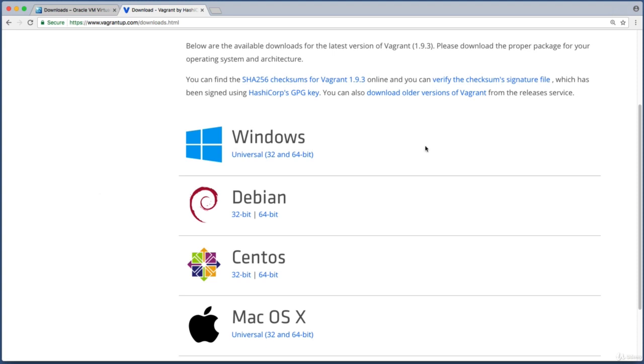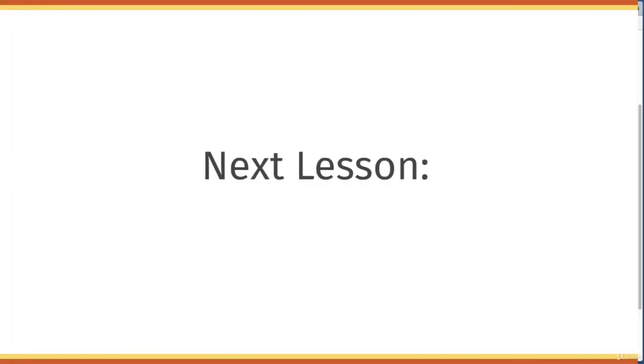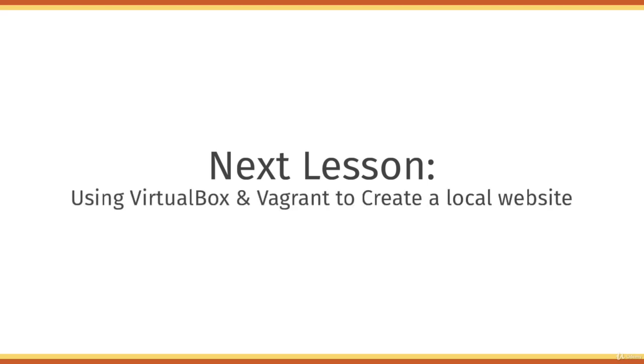Okay, and at this point, we still don't have a local website, but now we are very close. We've got VirtualBox, we've got Vagrant, we've got all the ingredients we need. And in our very next lesson, I'll show you how to put everything together and create our first local website.